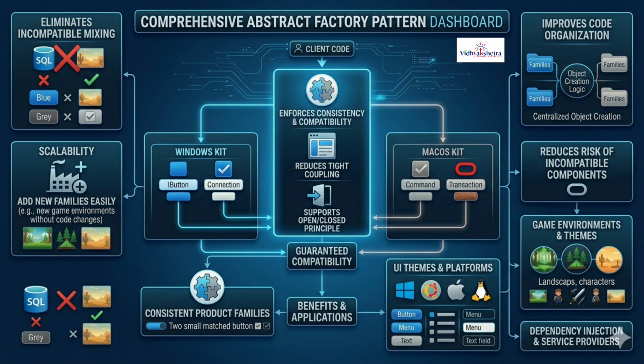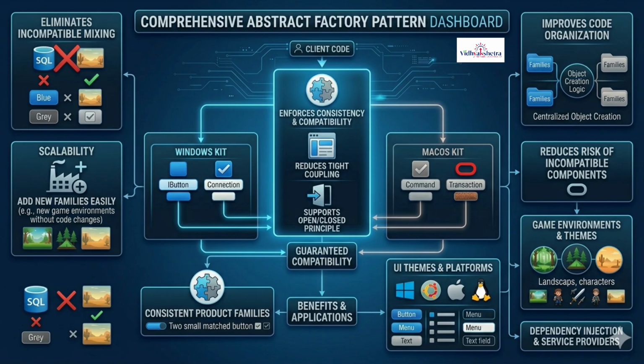Another important reason for using this pattern is to reduce tight coupling between the client code and concrete classes. By relying on abstract interfaces, the client becomes independent of specific implementations. This makes the system more flexible and easier to modify or extend. For example, if a new family of objects needs to be introduced, developers can simply create a new factory and corresponding classes without changing the existing code.